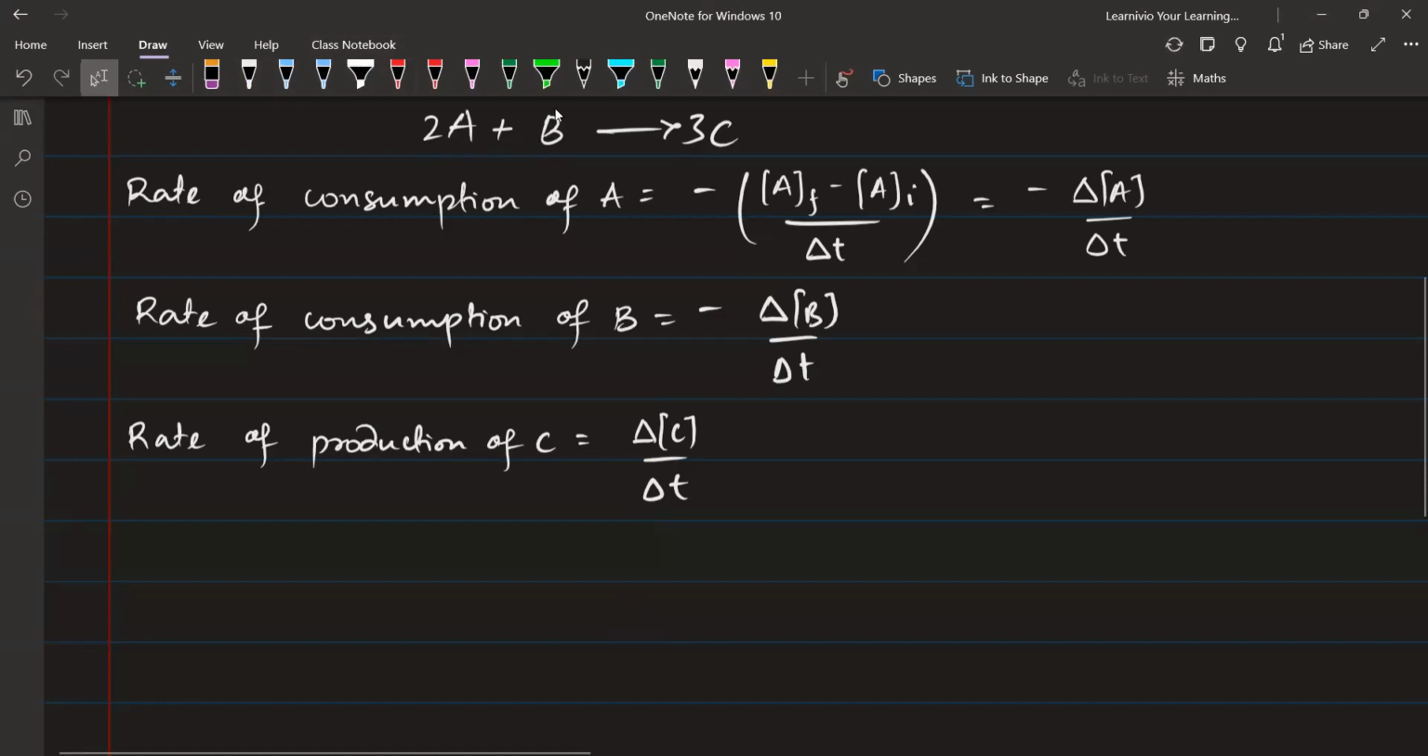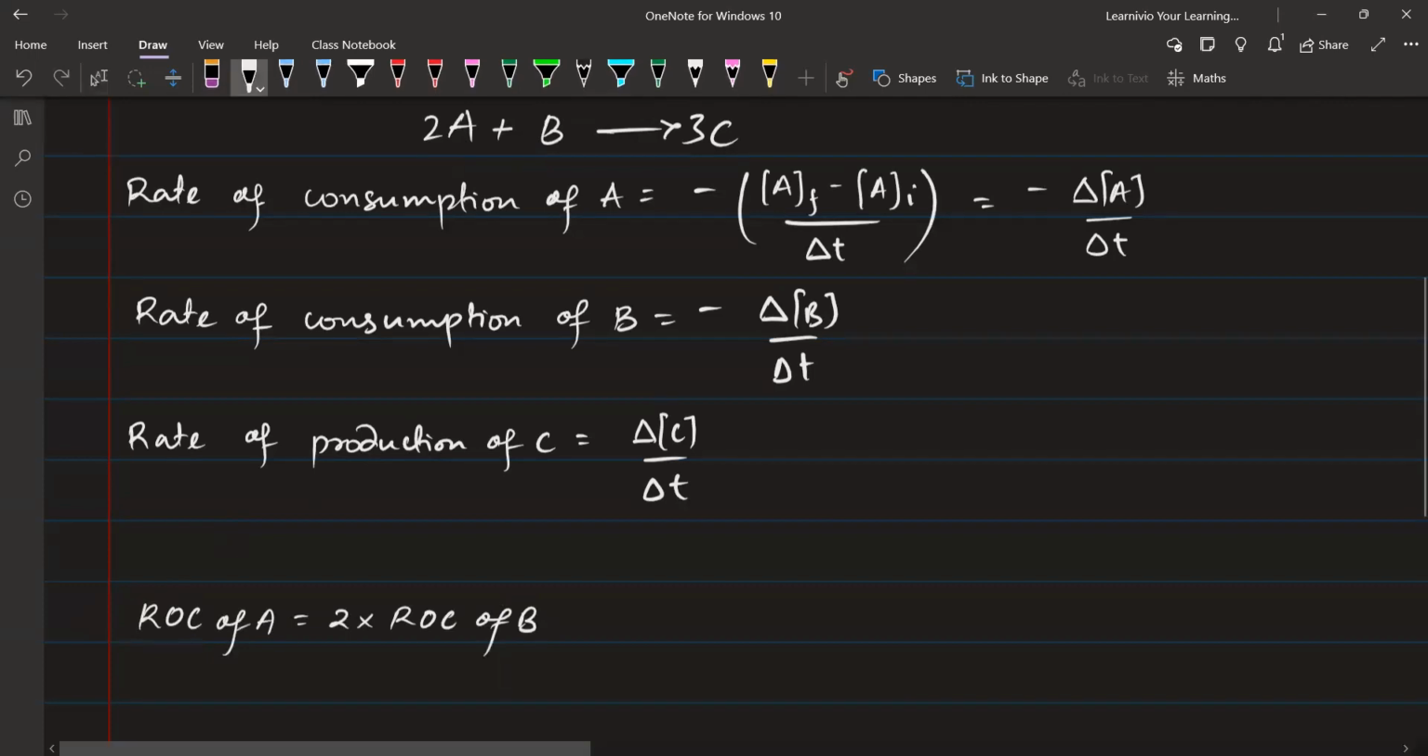If I see the amount of B, then I can say that if in 1 second one mole of B is consumed, then 2 moles of A will be consumed. Does it make sense? I can say that the rate of consumption of A is equal to 2 times the rate of consumption of B. Rate of consumption of A is twice the rate of consumption of B.